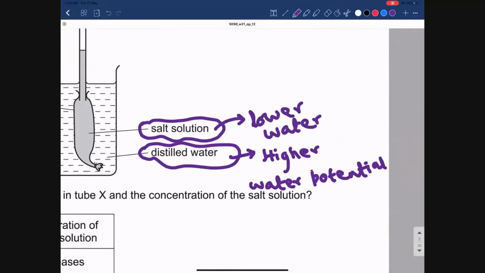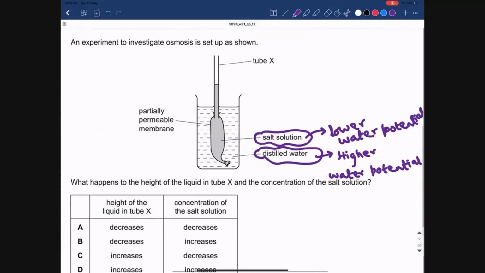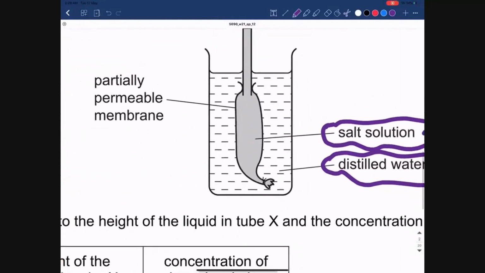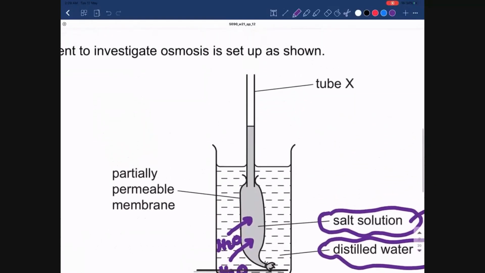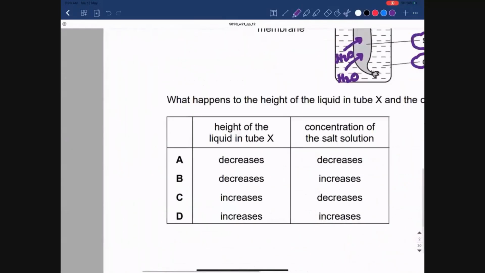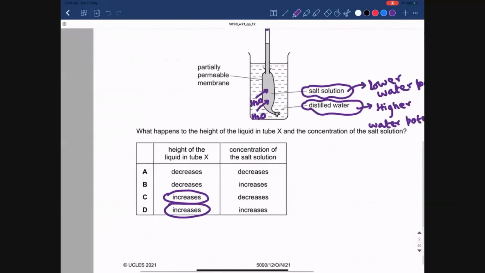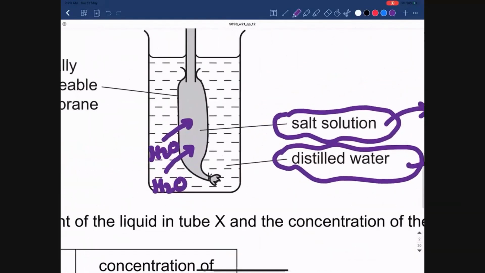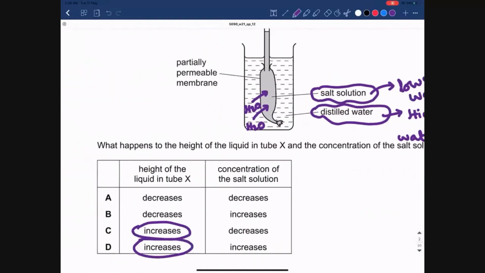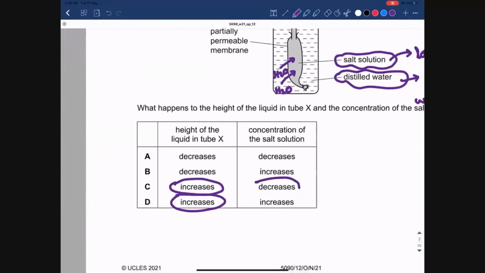And as we all know, water flows from a region of higher water potential to a region of lower water potential by osmosis. So what will happen? Water will enter the bag from the distilled water into the salt solution by osmosis. And because of this, the liquid level in the tube X will rise. So the height of the liquid in the tube increases. What about the concentration of the salt solution? Because the salt solution is gaining water, the water is entering into the salt solution and it is becoming dilute. So the concentration of the salt solution will decrease.